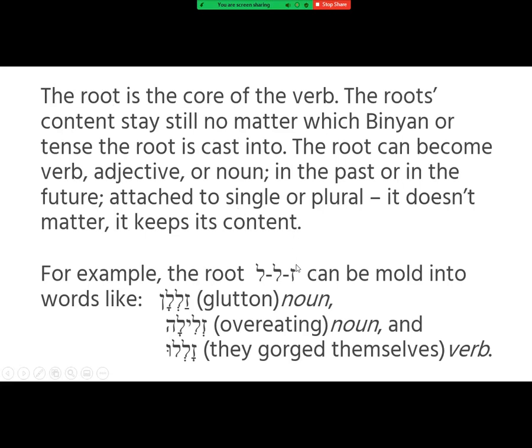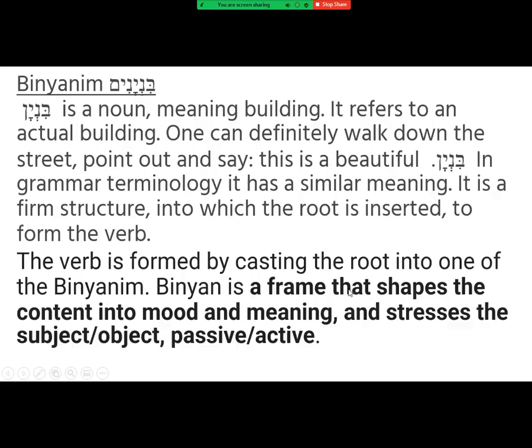So for example, if you had the letters Zayin, Lamed, Lamed, it could be turned into a word like glutton, which is the word, this is what to eat, by the way, or to stuff yourself. Overeating is going to be this word, Zalila. And they gorge themselves, which is then a verb, is Zalu. Each of those has that same kind of root in it, and they have the same kind of meaning.